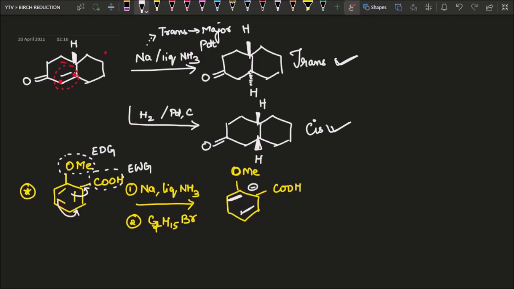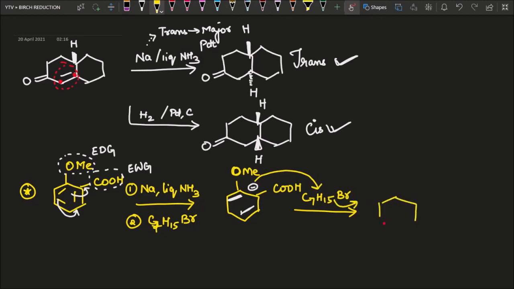So here there is a negative charge. This is the product of your first step. We have performed Birch reduction and there is a negative charge on this electron withdrawing carbon. Now in the next step we have a C7H15Br. Br is a very good leaving group, so the negative charge will attack this carbon and this bromine will be cleaved.